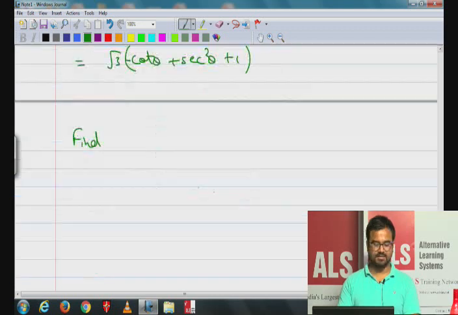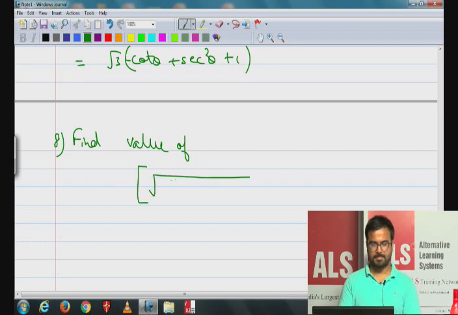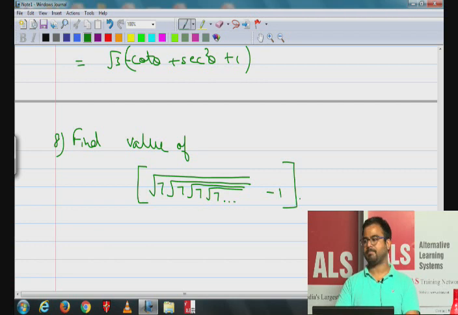Find the value for this. Find the value for this expression. These 3 dots indicate that it is going up to infinity.